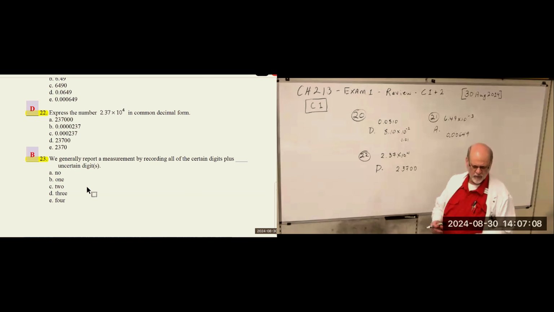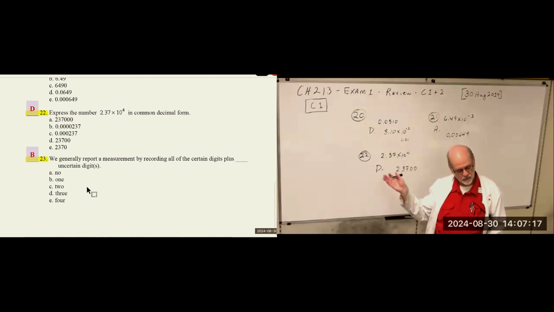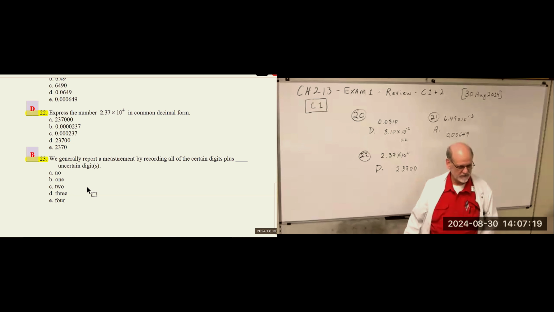23. We generally report a measurement by recording all the certain digits plus how many uncertain? 1. Yes, the very first, farthest one to the right is the uncertain digit by convention.